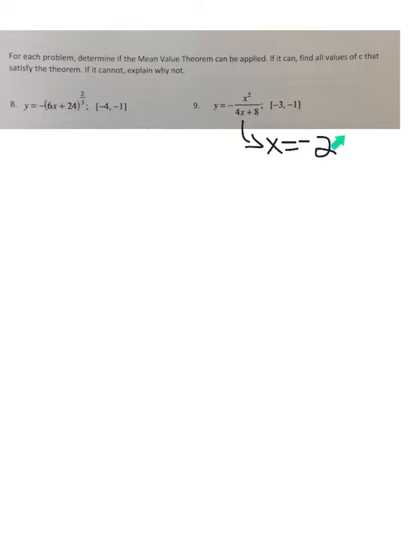Okay, if this was not in the interval, then we could keep going, but it is in that interval, so we can't keep going. So in that case, we would just say, therefore, mean value theorem does not apply.